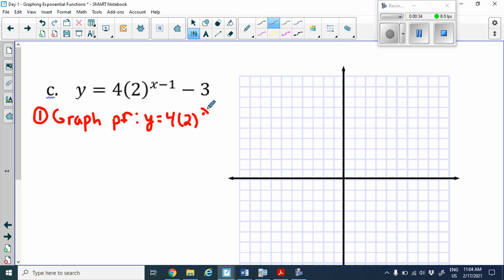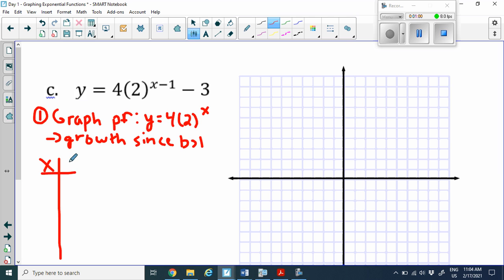Now notice that our b value, which in this case is 2, is larger than 1, so that means this is going to be a growth function. Okay, so now let's do xy. We use the same 5 points as we've always used. So -2, -1, 0, 1, and 2.